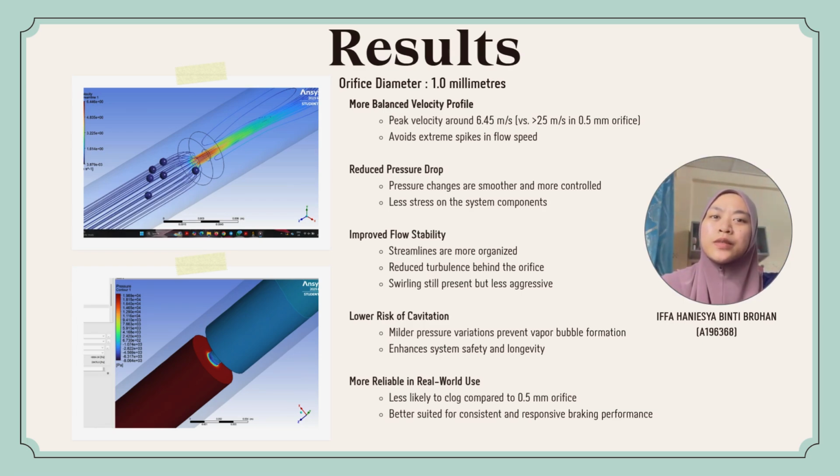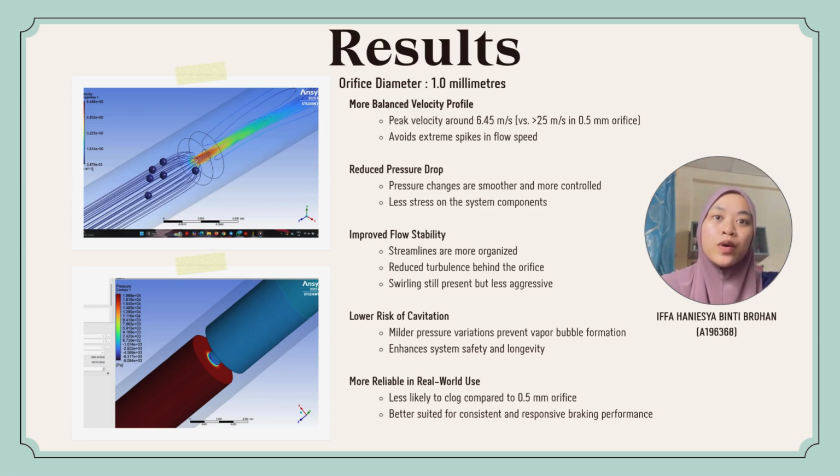There is still a bit of swirling, but not as bad as with the smaller hole, because the pressure changes are smaller. So the risk of cavitation is much lower compared to the 0.5 millimeter diameter, which makes the system safer and also long-lasting. Also, the bigger hole is less likely to get blocked, and the braking is more reliable and also faster.